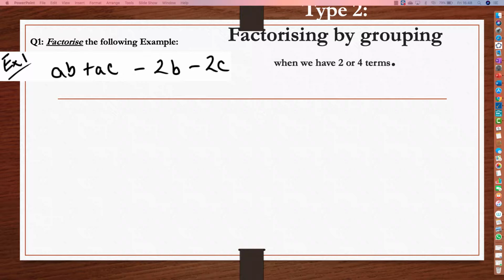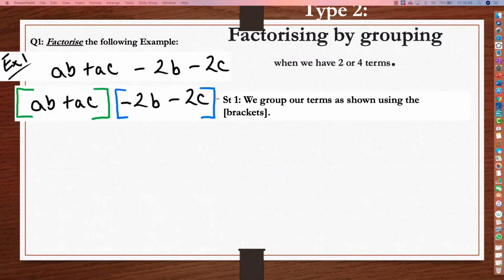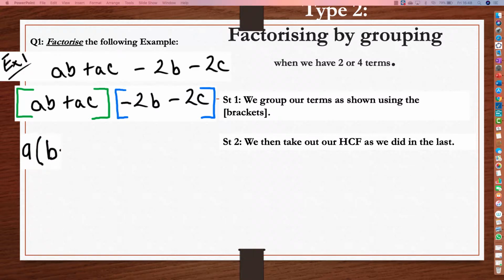Alright, so we take ab, ac, and we take minus 2b, minus 2c. So we take them as pairs. And what I mean by that is, like this. ab plus ac, and then minus 2b and minus 2c. Right. And then you literally take out the highest common factor of this, then you take out the highest common factor of this. So, Julianne, what's the highest common factor between ab and ac? a. And what's in my bracket then? b plus c. Perfect. Great.